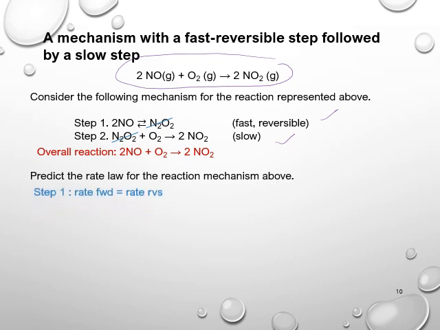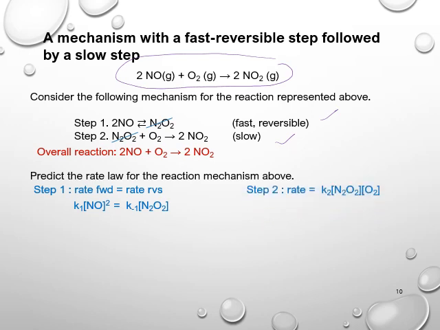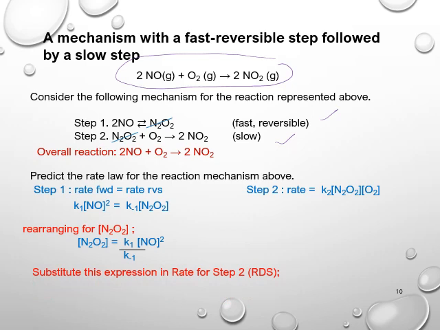At equilibrium, the rate of the forward reaction will equal the rate of the reverse reaction. We can write this as follows. And for step 2, rearranging for N2O2, we can now substitute this expression into the rate law for the second step, the rate determining step. This yields the following. This overall rate law, which is second order in NO and first order in oxygen, has been confirmed experimentally.